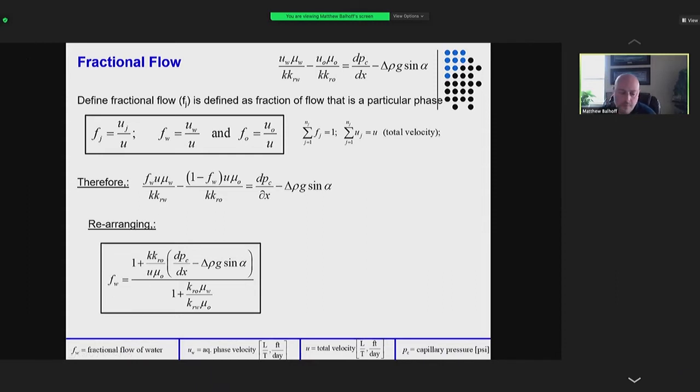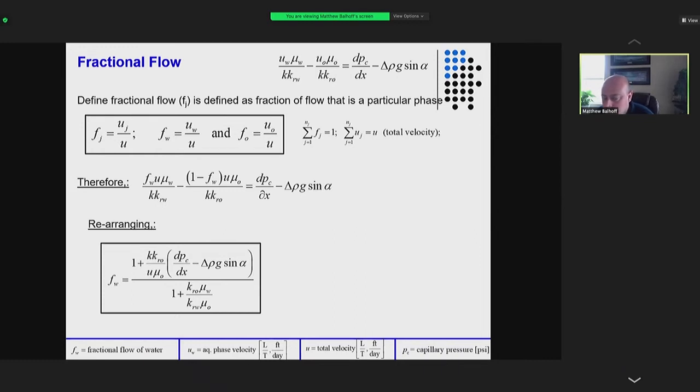And this is important, right? Because you would want to know in a reservoir what percent of the flow is water and what percent is oil. And of course, the percent that's oil is 1 minus FW. This is especially true of the wellbore, although it's true everywhere, you'd want to know that. This is related to the water cut.